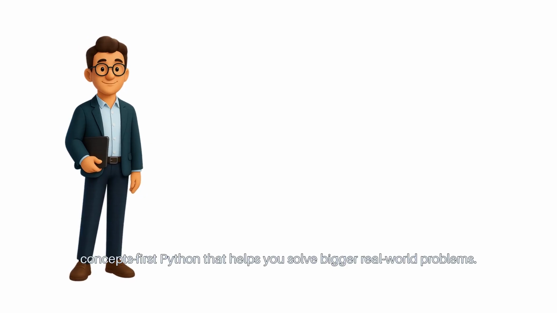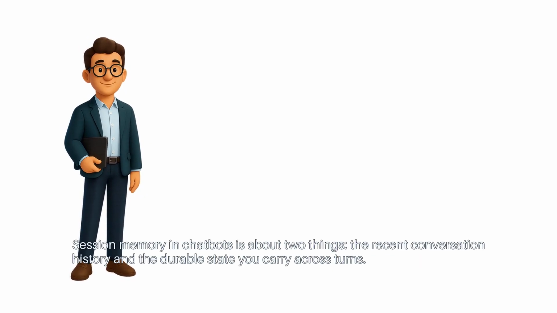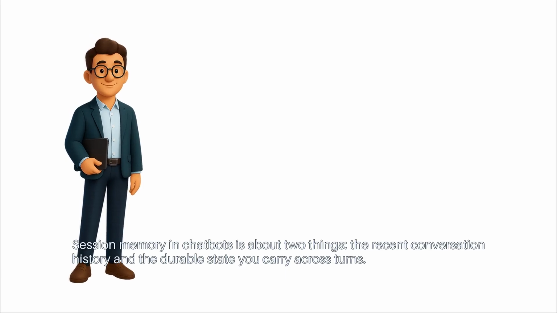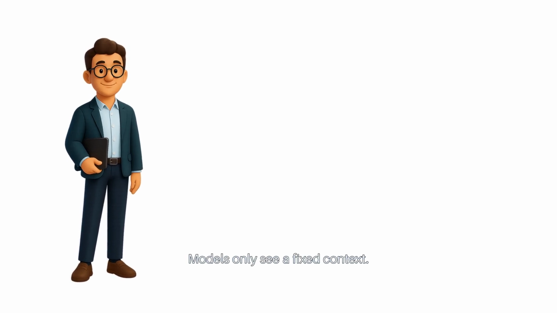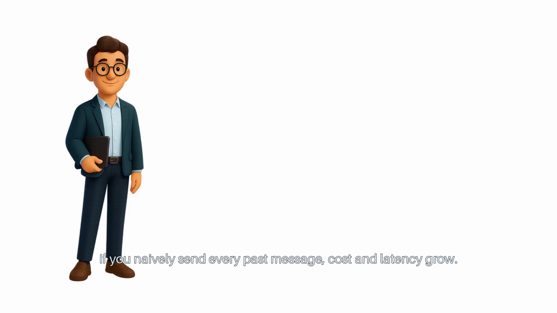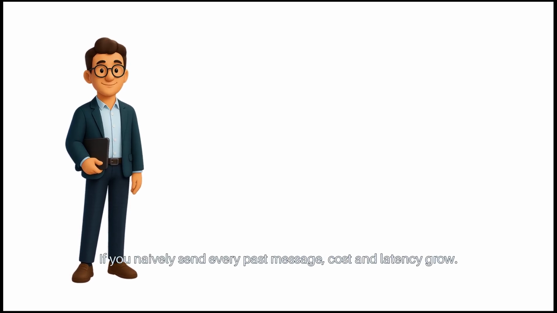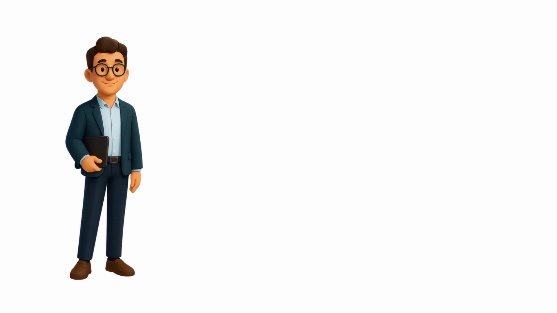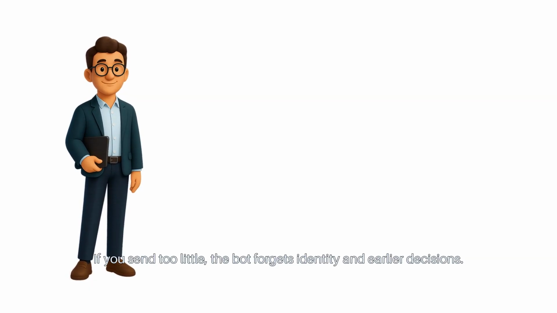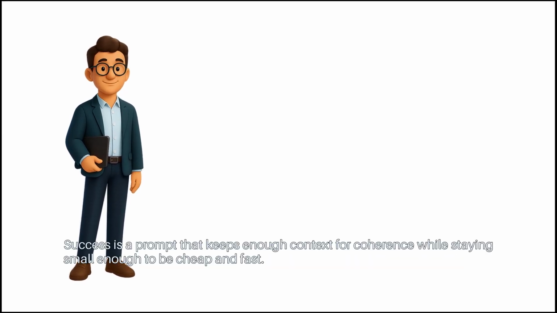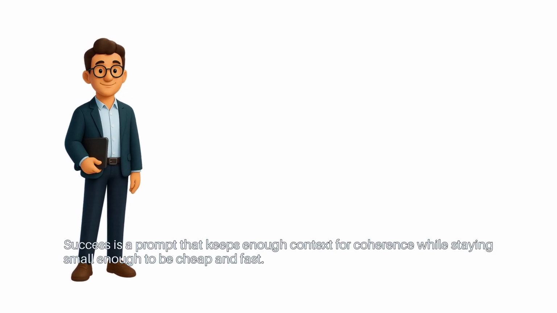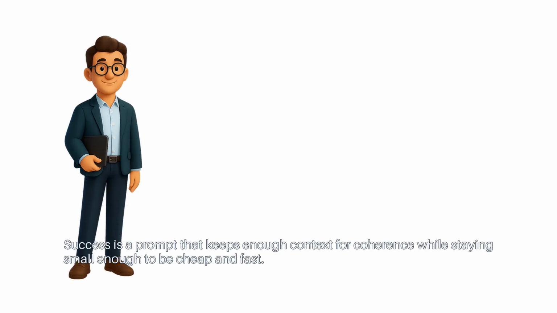Session memory in chatbots is about two things: the recent conversation history and the durable state you carry across turns. The pain point is simple. Models only see a fixed context. If you naively send every past message, cost and latency grow. If you send too little, the bot forgets identity and earlier decisions. Success is a prompt that keeps enough context for coherence while staying small enough to be cheap and fast.